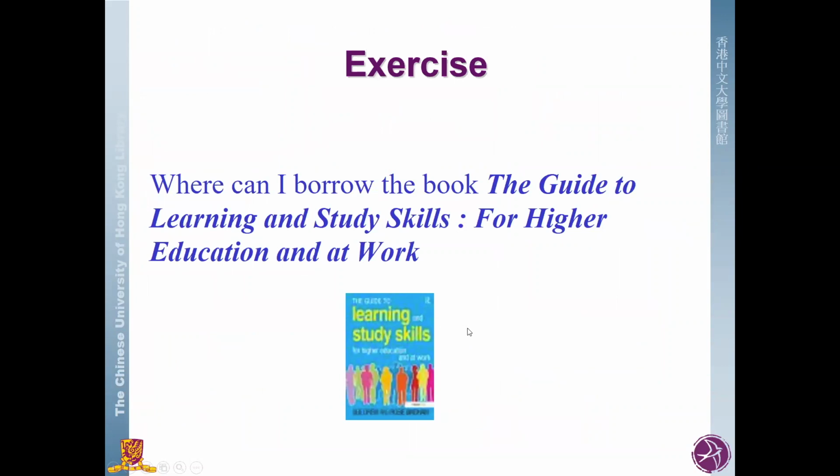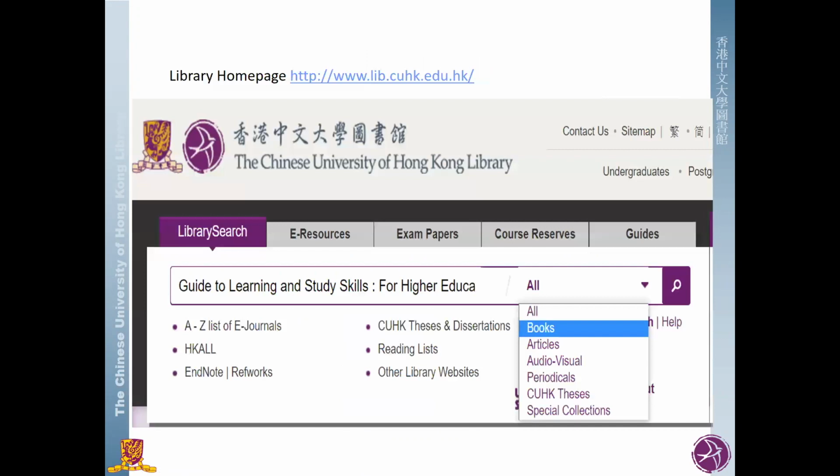So I will use this one as an example. Let's say my teacher wants me to find this book. The title of the book is The Guide to Learning and Study Skills for Higher Education and at Work. Very straightforward, right? The thing you need to do is type the title of the book into the search box. You don't need to type in all the words. You can just type in part of it. Let's say I just put in Guide to Learning and Study.